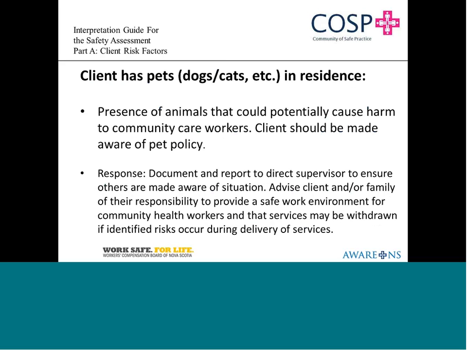Then we look at clients with pets, cats and dogs in particular. The presence of animals can be potentially harmful to community care workers, and clients should be aware of the pet policy. They need to be aware of the pet policy even if they don't own a pet, because sometimes family members can come and visit and bring pets with them. They still fall under the policy of the organization that no pets are to be there. Now, I know there are some private agencies that work with clients for long periods of time and do allow pets, but you need to understand the risk that's being undertaken. But most home care, home support work that's being provided and funded by the province doesn't allow for pets to be present while the caregiver is providing care.